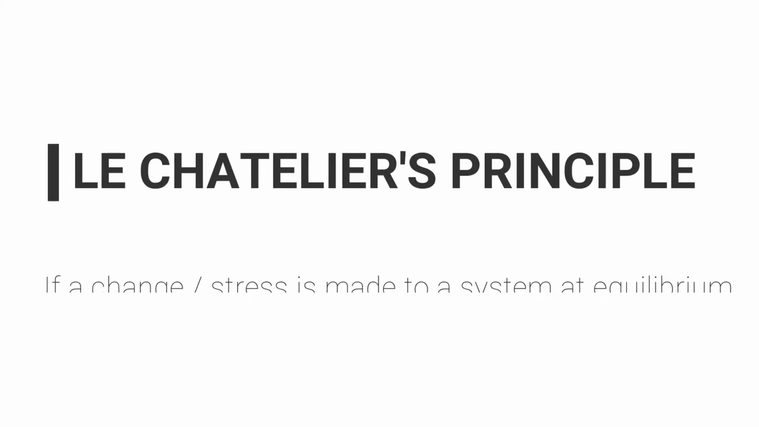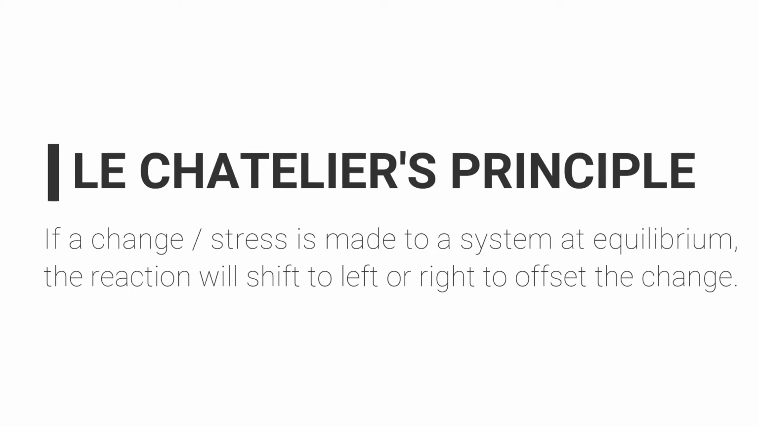In this video, we are going to look at what Le Chatelier's principle is, what it is used for, and how to use it to predict the direction of the net reaction if we change the system at equilibrium. Le Chatelier's principle tells us that if we change a system that is already at equilibrium, the system will shift to the left or right to offset the change.